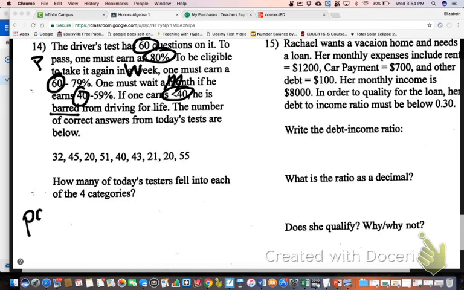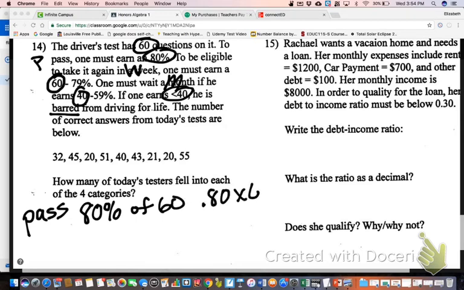So let's first of all figure out how many passed. So if you had to get 80% of the 60 questions, we all know the shortcut for that is to do 0.80 times 60. So that means that if you got 48 questions, that you passed the test. So this is saying how many of today's testers, here are all today's tester scores. So how many of them fell into each category? So right now I'm looking for the kids who passed, so who got over a 48.